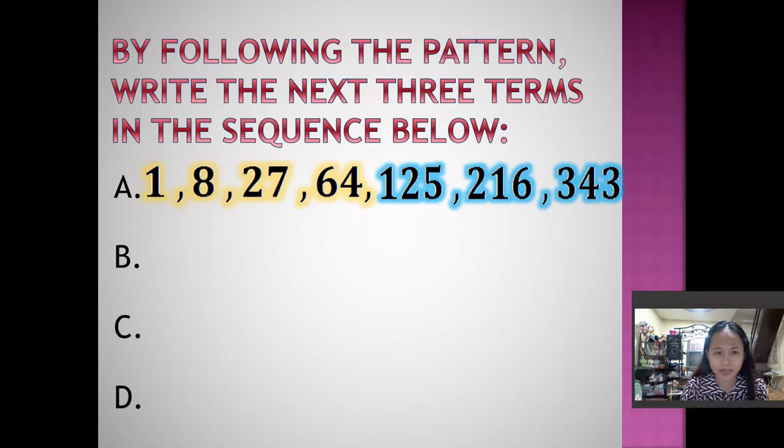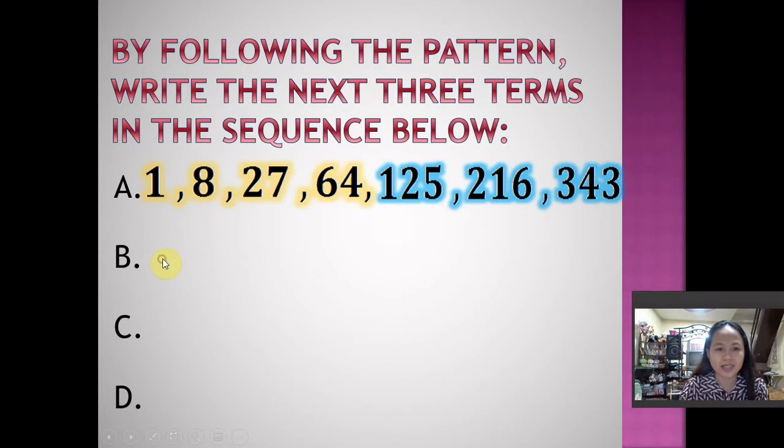So you have 1 to the power of 3, that is 1. 2 to the power of 3, 8. 3 to the power of 3, 27. 4 to the power of 3, 64. 5 to the power of 3, that's 125. 6 to the power of 3, that's 216. And 7 to the power of 3, that's 343. Therefore, the rule or the pattern for this particular sequence is raising the counting numbers from 1 up to 7 to the power of 3.